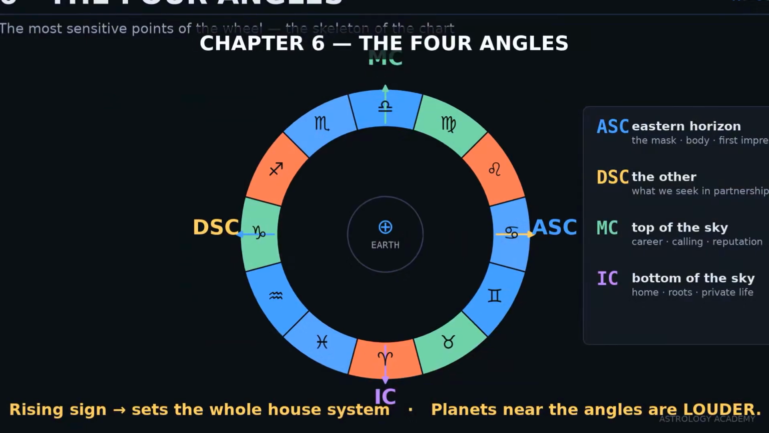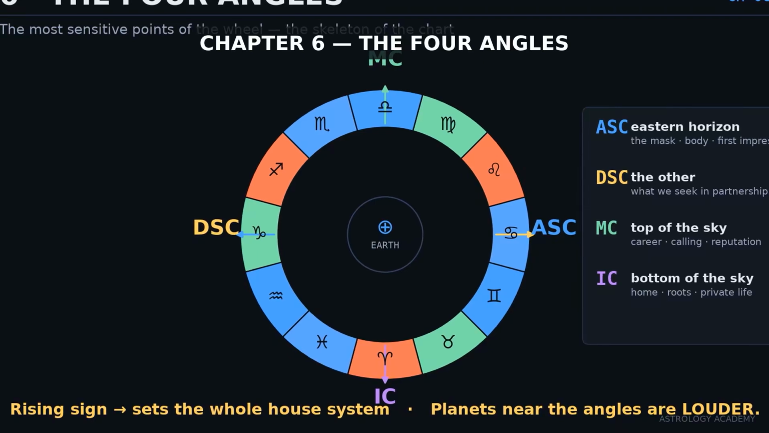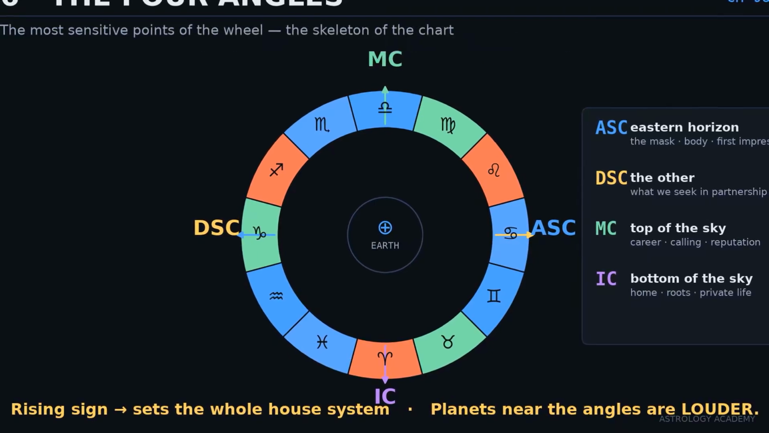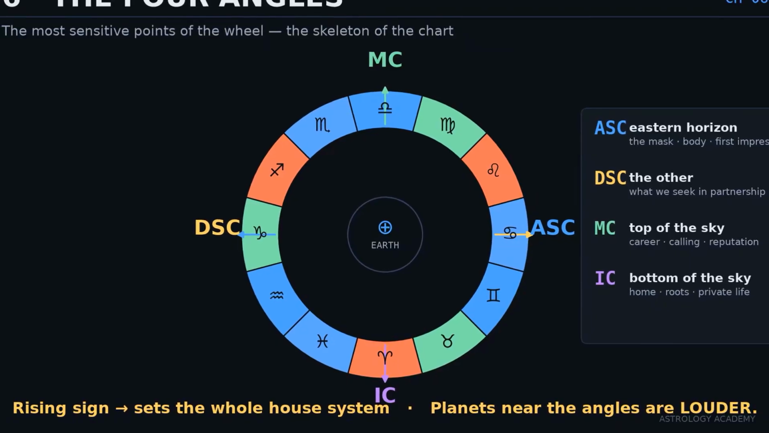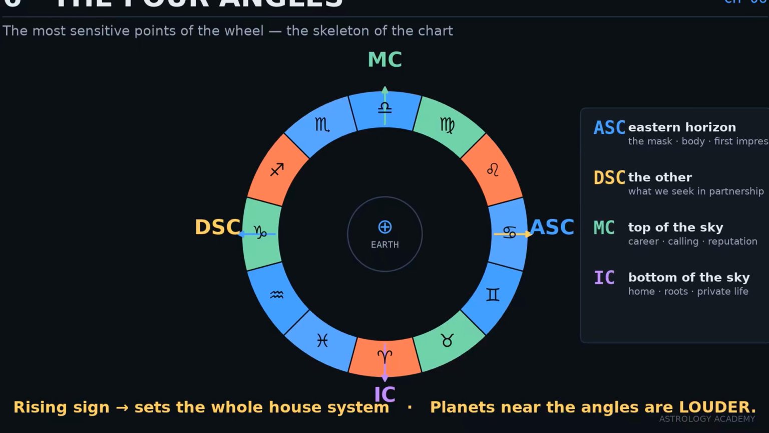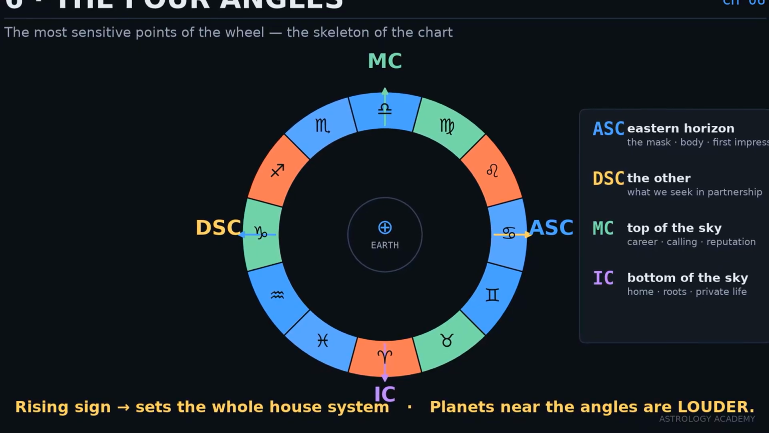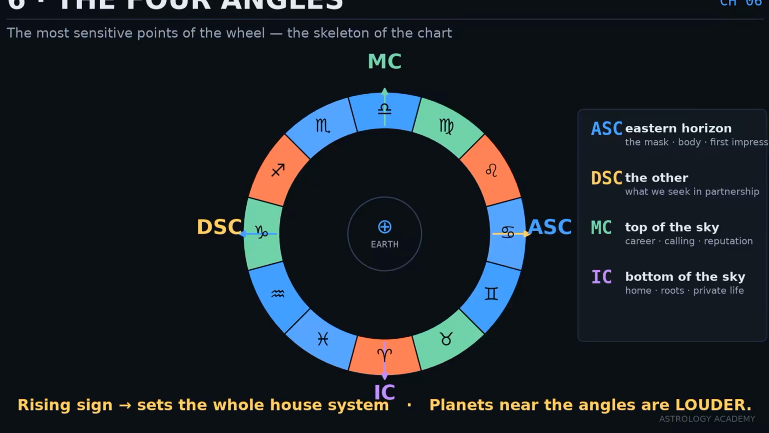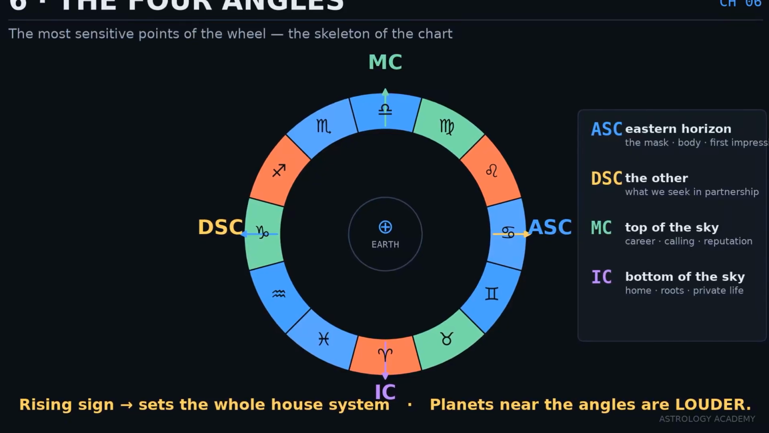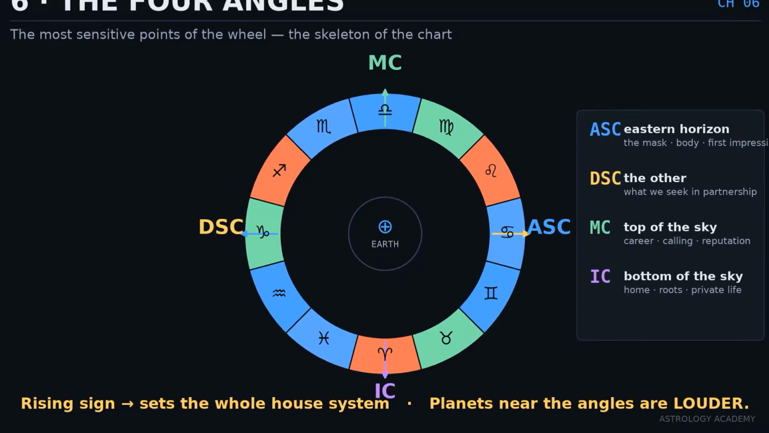Now the skeleton of the chart, the 4 angles. These are the most sensitive points of the whole wheel. The ascendant, the eastern horizon, the sign rising at birth. It is the mask, the body, the first impression, and it sets the entire house system. The descendant, opposite, the other, what we seek in partnership. The midheaven, the top of the sky, career, calling, reputation. And the Imum Coeli, the bottom, home, roots, private life.